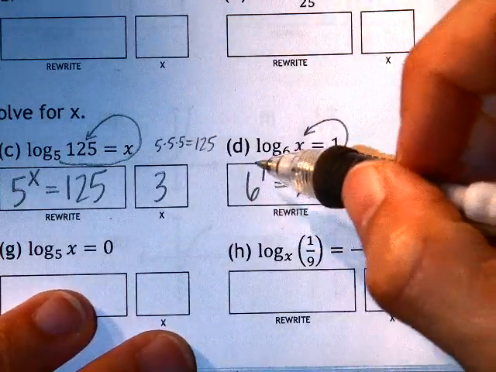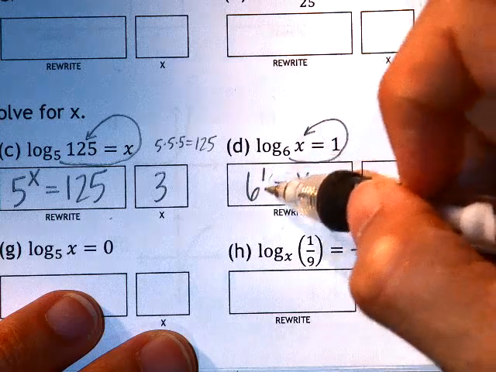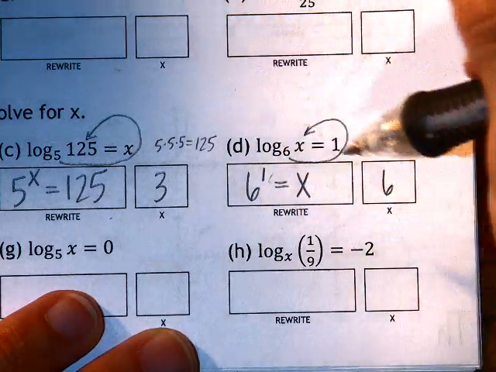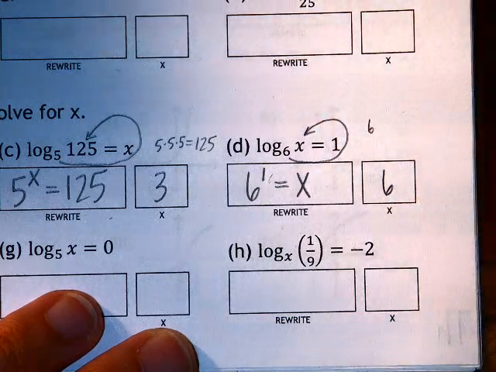In letter D, we have 6 to the power of 1 equals x. Well, that one's already kind of nice, because 6 to the power of 1, we already know that. 6 to the power of 1 is just 6. That's like saying I have 6 multiplying itself once, so that's just 6. There's nothing else to do.